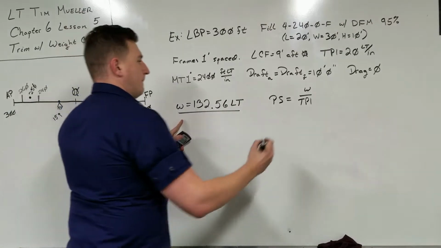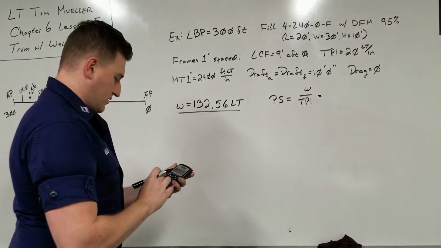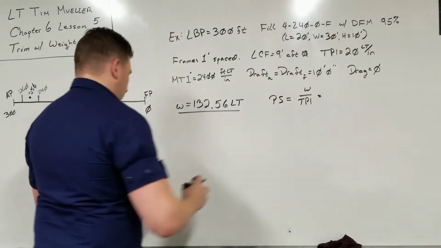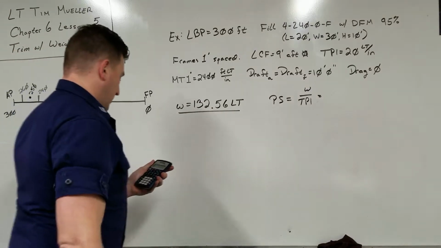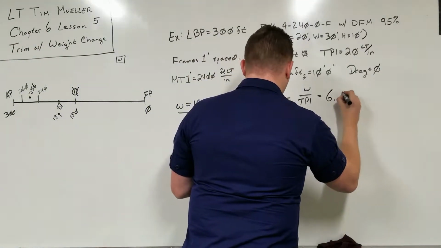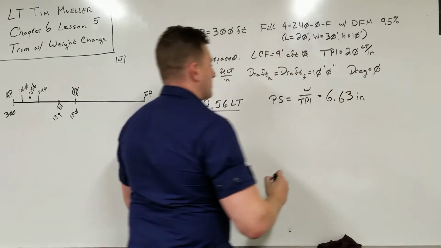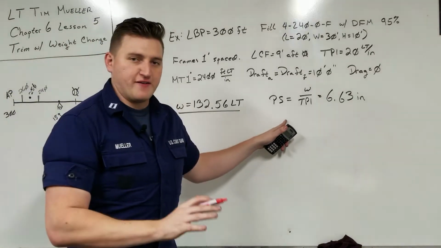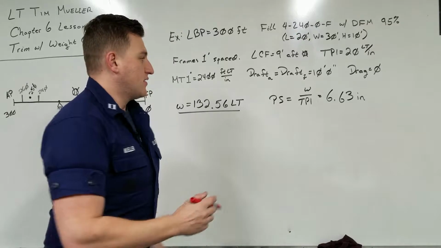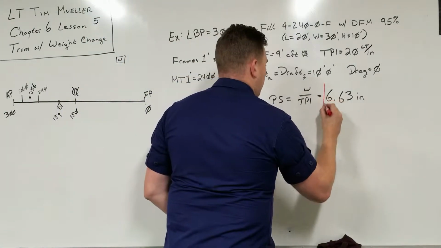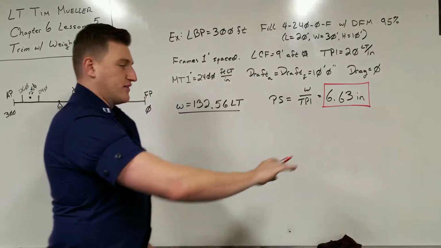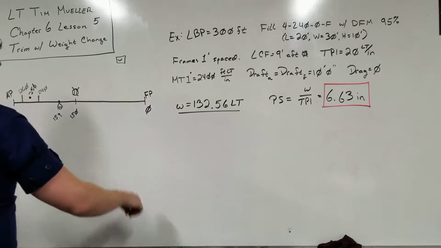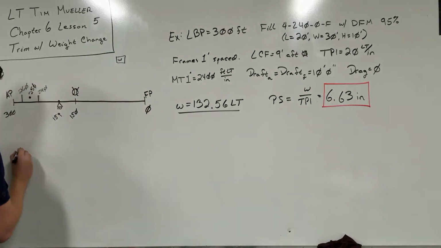So I take my W, which is 132.56, and I'm going to divide it by my TPI, which is 20. Divided by 20, it's going to be 6 point something. Yeah, 6.63 inches. Now I'm going to keep that like that because I know that parallel sinkage affects both my forward and my aft drafts. So I'm just going to box this in red and hold that off to the side for now. So now I have my original condition. Now I've added my weight. So I was here.